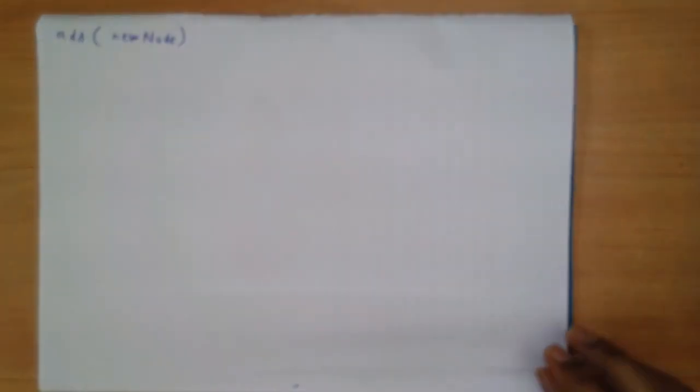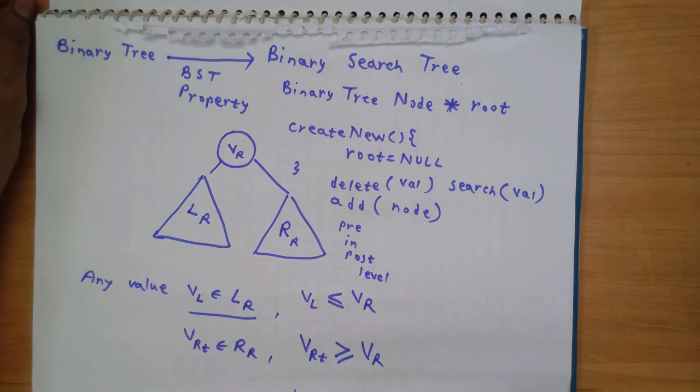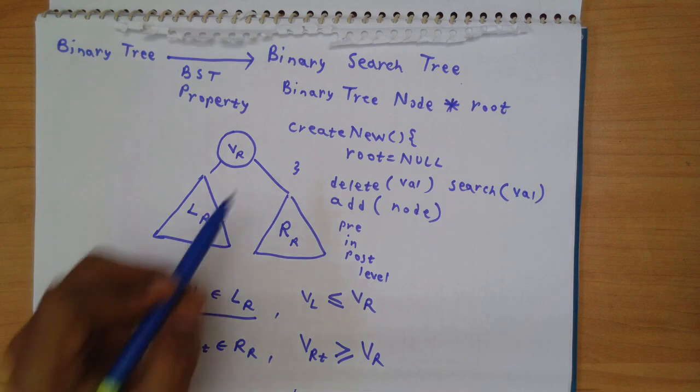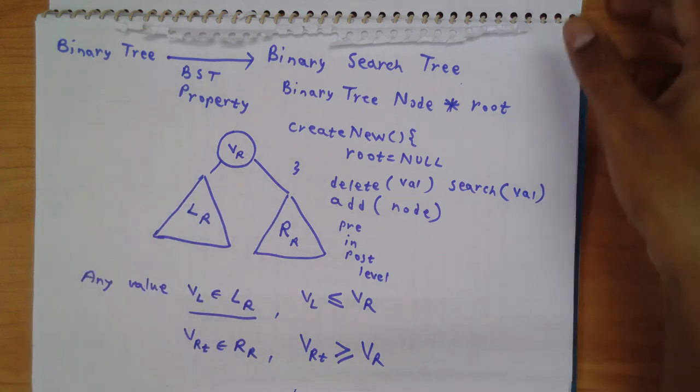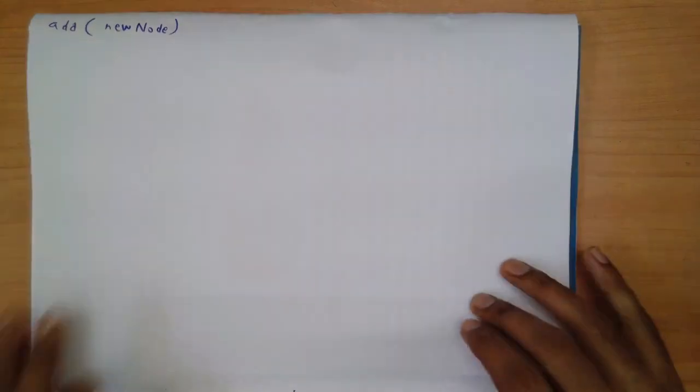our binary search tree. Okay, so let's remind ourselves of this binary search tree property that we have to follow while adding. Anything to the left is less than or equal to, anything to the right is greater than or equal to. So we have to do addition with this binary search tree property.